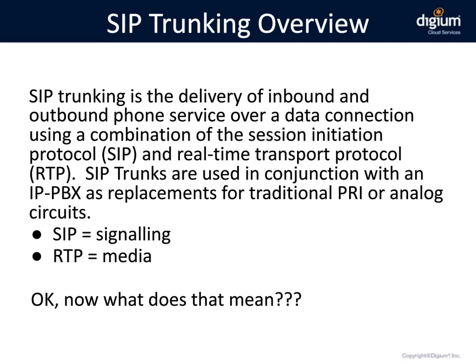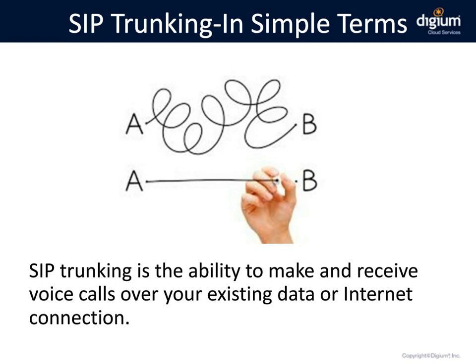What is the real definition in simple terms? SIP trunking is the ability to make and receive voice calls over your existing data or internet connection. So pretty simple. What used to happen for voice connectivity over PRI or analog, you purchased dedicated circuits for your voice service and connections to your phone company, that idea is gone. Now you can use your existing data connection with your existing internet connection that you pay for with whatever particular provider that you use today. You can use that existing connection and then purchase SIP services through a SIP provider, and you no longer have to have a dedicated physical circuit anymore, and you can save a significant amount of money over your existing PRI connection.